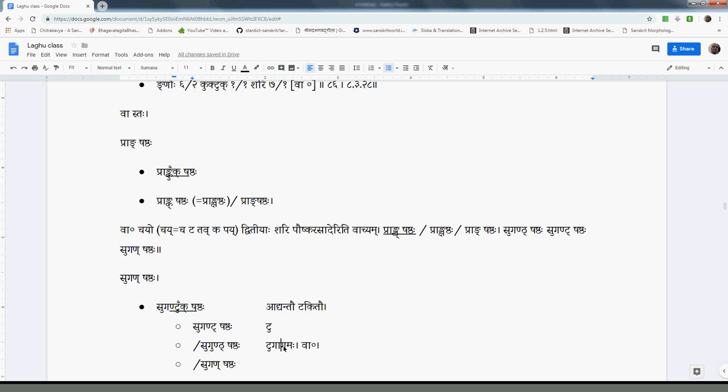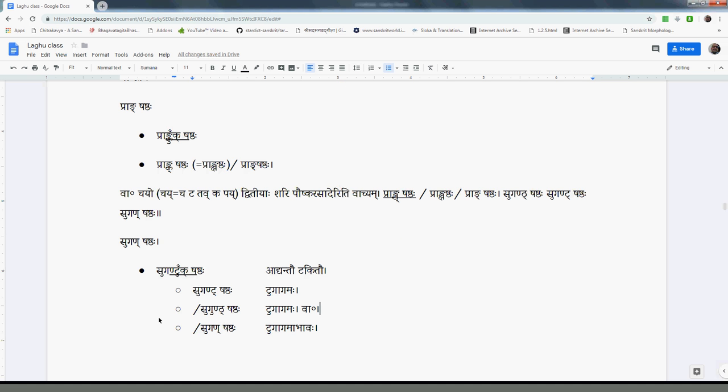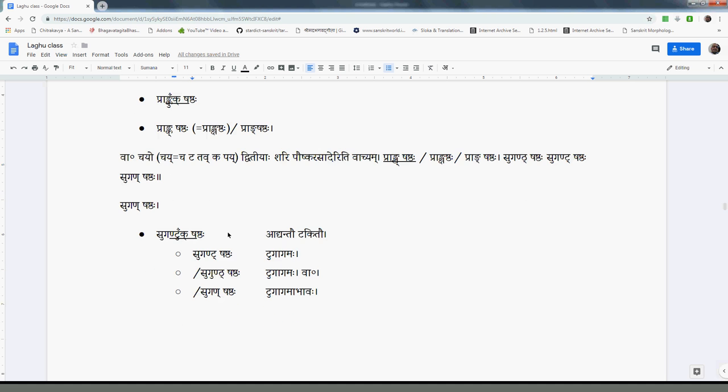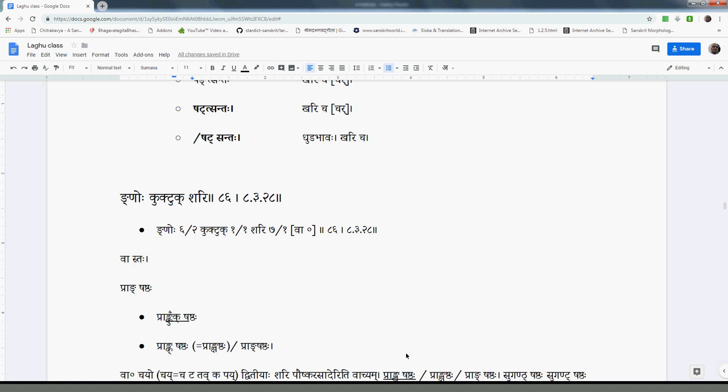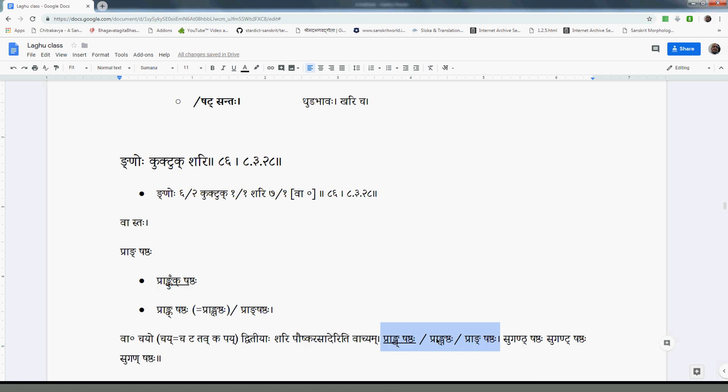Therefore, tugagama plus Vartika. Here only tugagama, you don't take the Vartika. And in this case, tugagama abhava, you don't take the tugagama. Therefore, the Vartika has no chance to apply at all. So the way you got three forms with kugagama, similarly here also in sugan you got three forms. So these are the three forms.